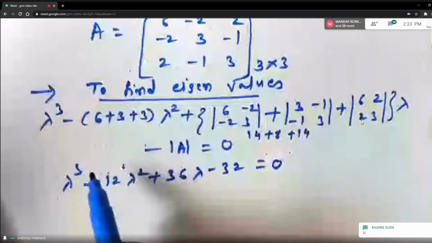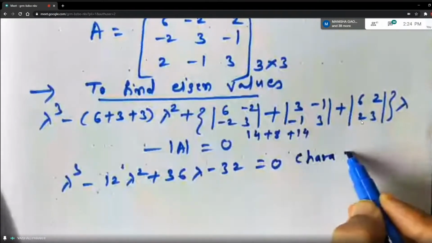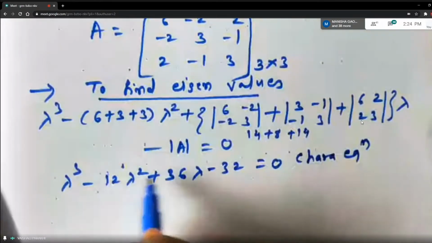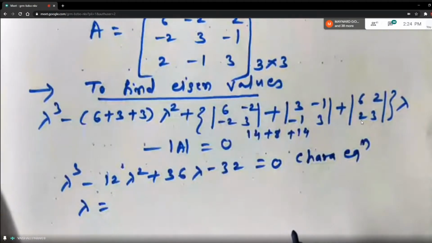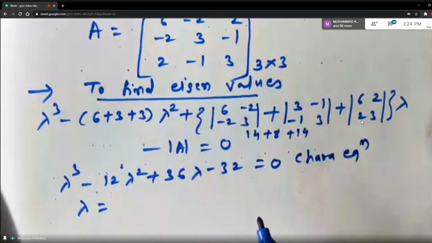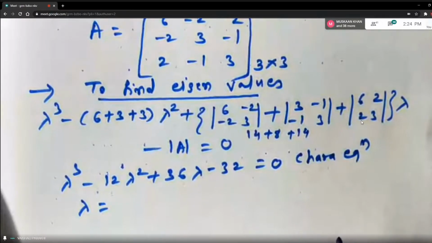Now this is what? This is your characteristic equation. Now you need to find out the roots of this. How many roots should you get, students? Cubic equation, so 3 roots. These roots also will be given by the calculator if you go to equation mode.